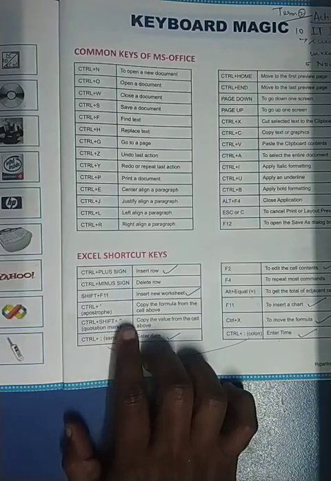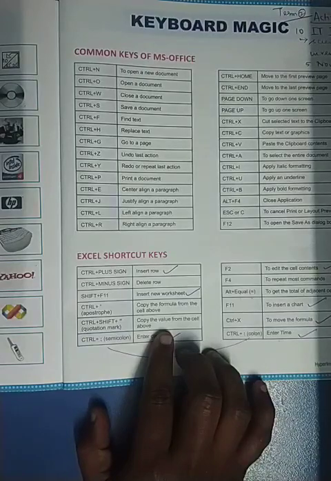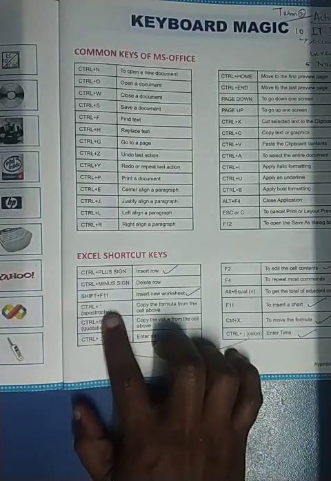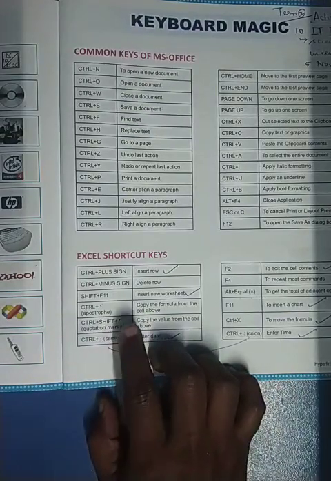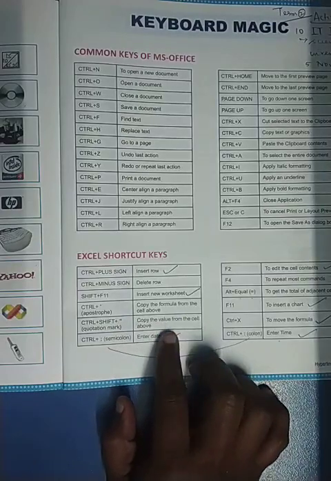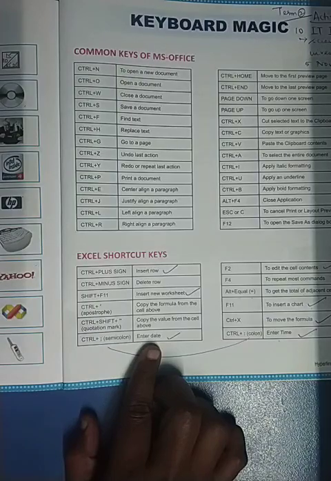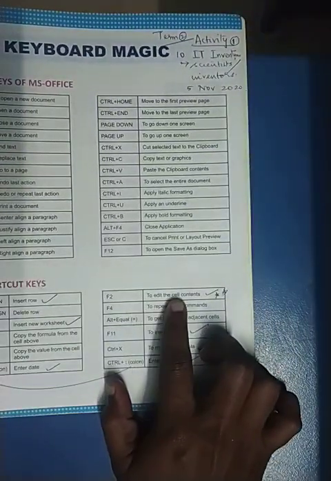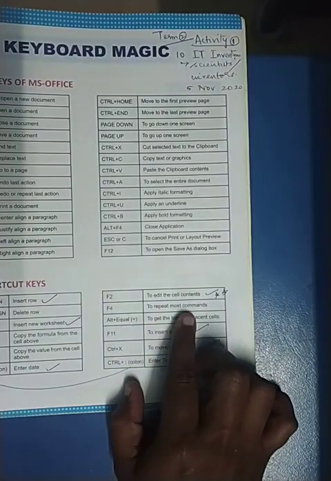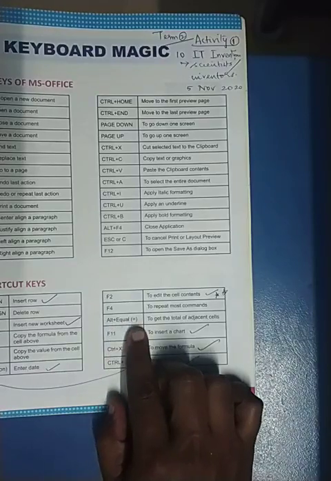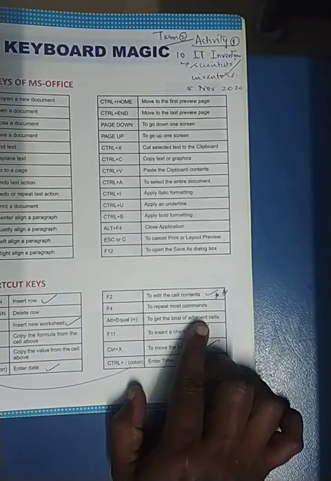Control plus shift plus double quotes, or the quotation mark. What will happen? It will copy the value also. The previous one, that is control plus apostrophe, will copy only the formula, whereas control plus shift plus quotes will copy also the value. Control plus semicolon is for entering the date. Okay, again F2 is to edit the cell contents, F4 to repeat the commands, then Alt plus equal to, what is this? Alt plus equal to, what is happening? To get the total of the adjacent cells.